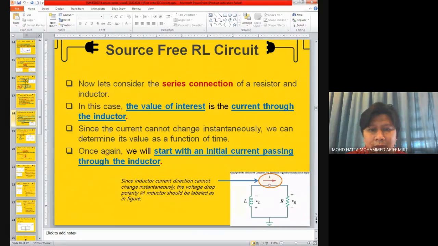Actually, what happens in RC can be applied in RL as well, except that in RL we consider the current. So the same goes for the RL circuit. We need to come up with this kind of circuit arrangement. We have two elements, inductor and also resistor. And again, if we have a number of resistors in our circuit, we need to combine all of them and come up with the value of a single resistor known as R equivalent or RTH.